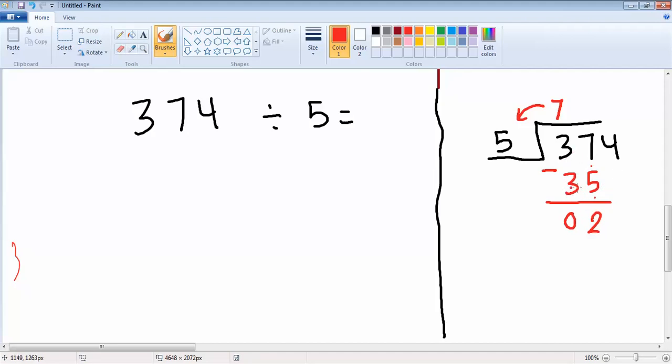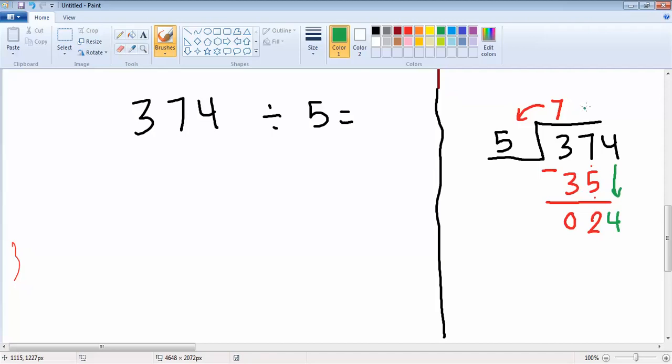What should we do after this? We should take the 4 and put it down. Exactly. Now we have 24. Can we do 24 by 5? So we will put up 4 and we will put down 2.